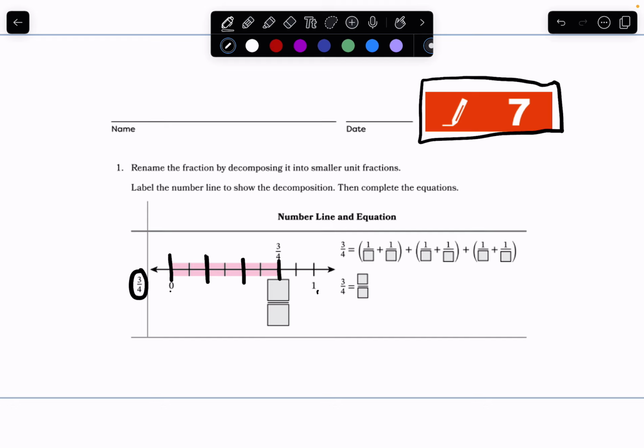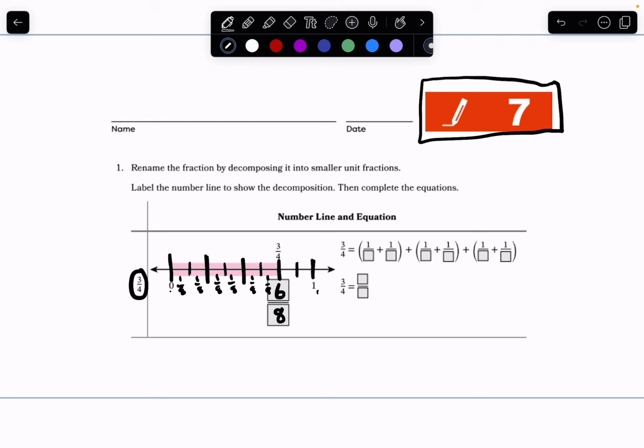Now, the lighter lines break each of those sections in half to make them smaller. So now there aren't 4 sections, there are actually 8 sections. So this is 1/8, this is 1/8, this is 1/8, this is 1/8, this is 1/8, and this is 1/8. Altogether, the pink is shading in 6/8. So the right answer for these boxes right here is 6/8.